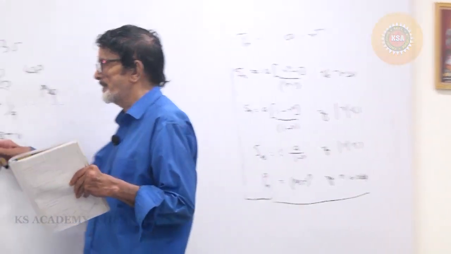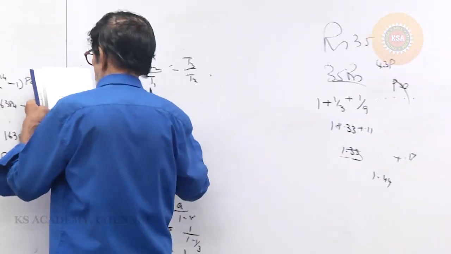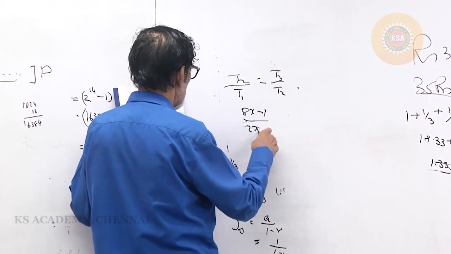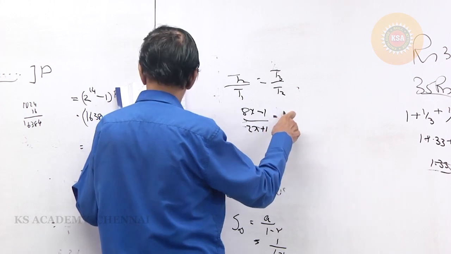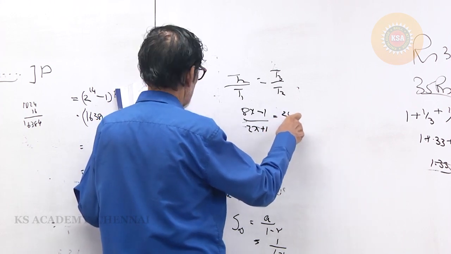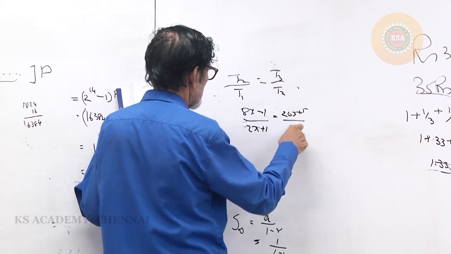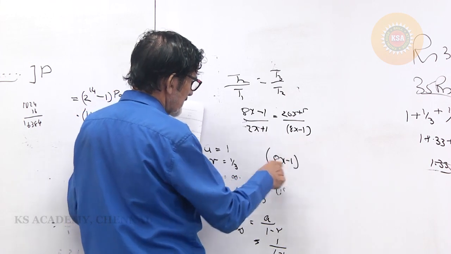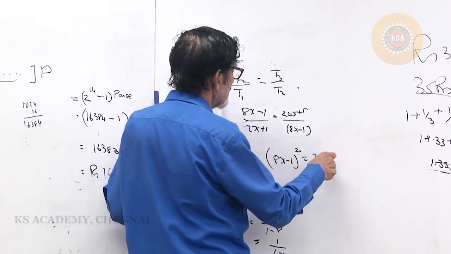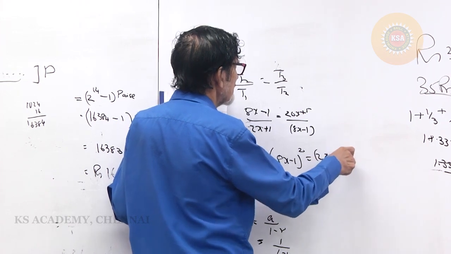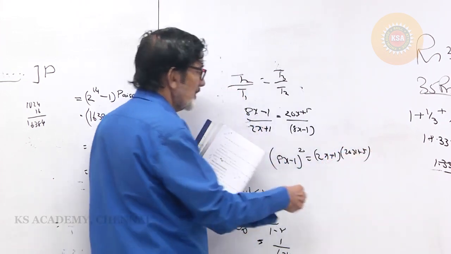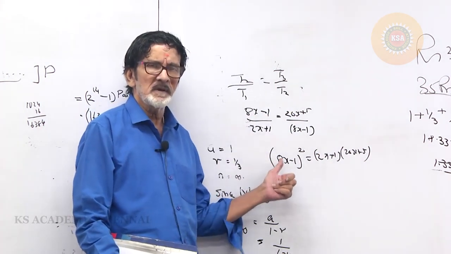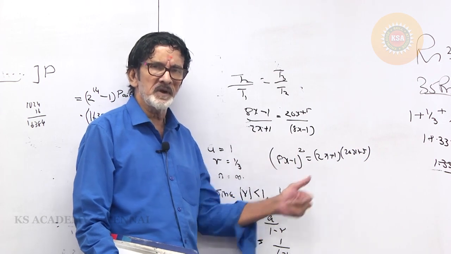Don't take it, it is only explanation. T2 is equal to 8x minus 1. 8x minus 1 by 2x plus 1 is equal to 20x plus 5 by 8x minus 1. Crosswise multiply: 8x minus 1 the whole square is equal to 2x plus 1 into 20x plus 5. You have to open the bracket. You will get x square term, x term, and the number equal to 0.